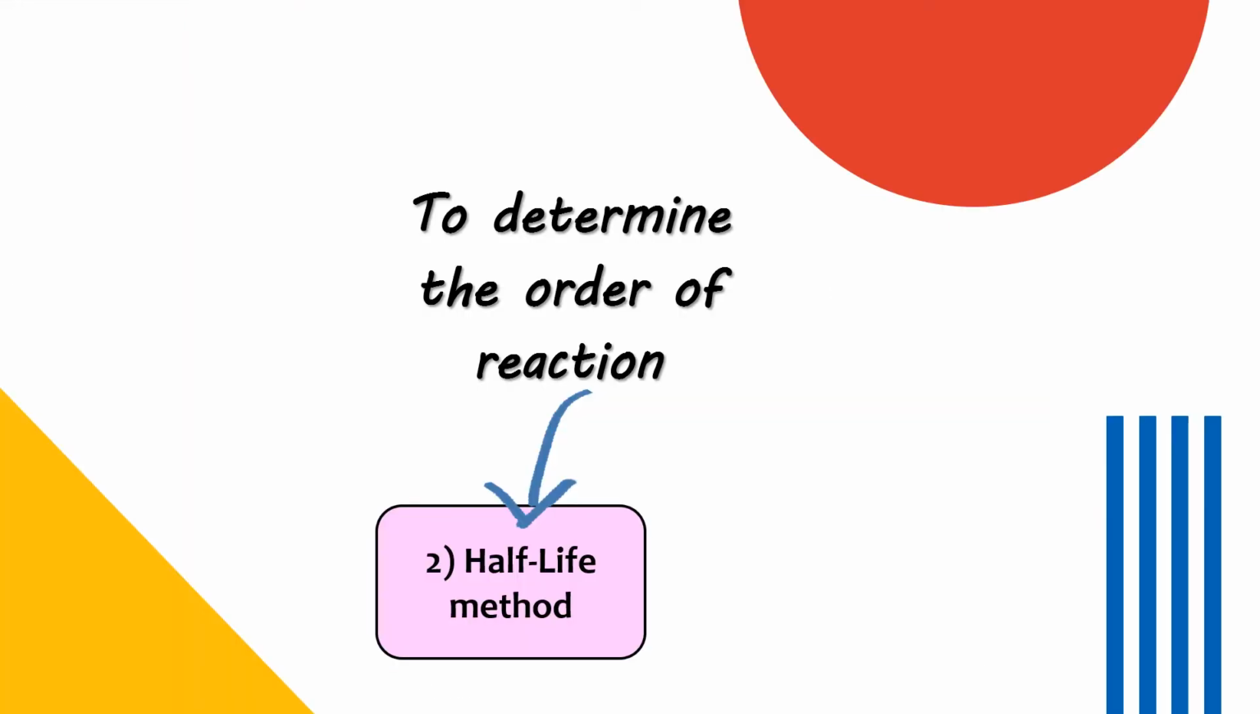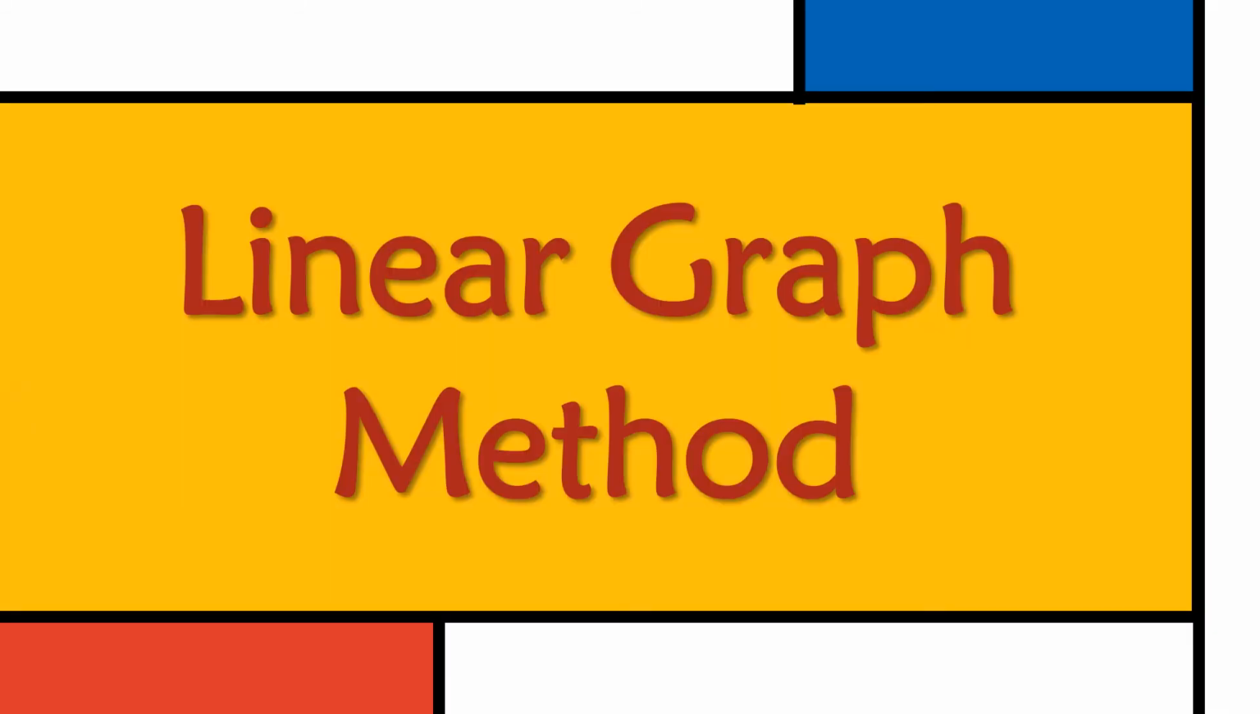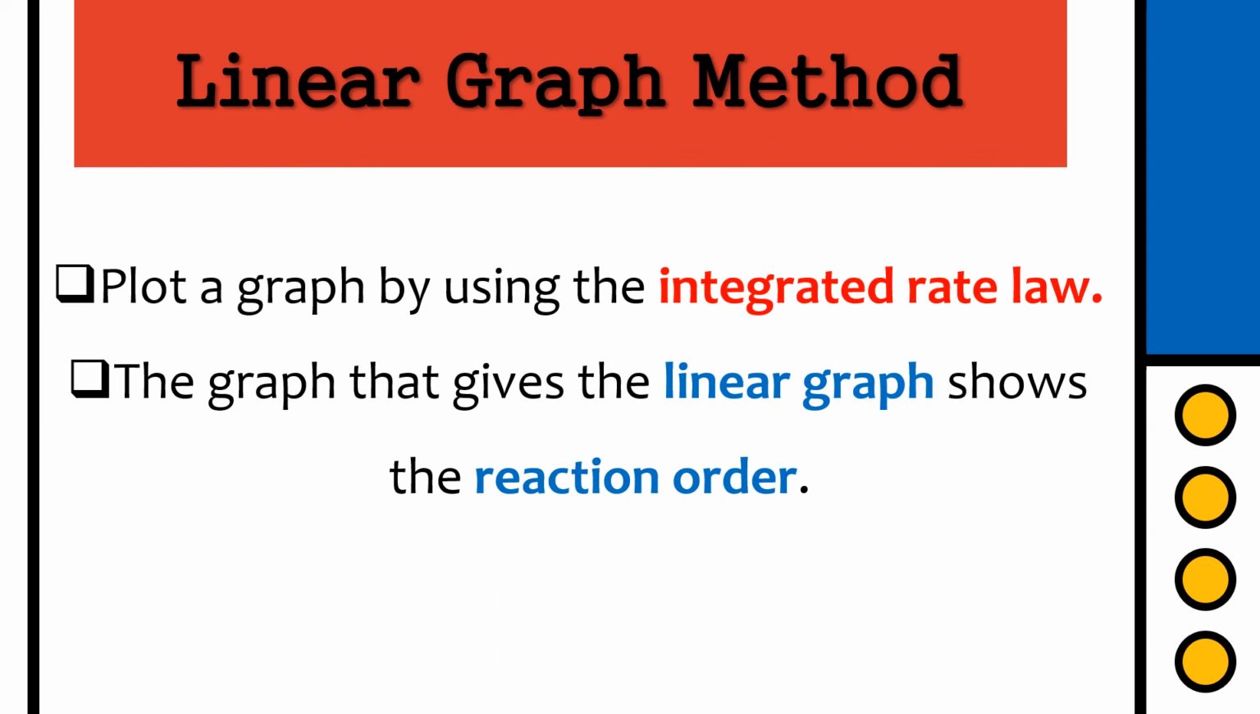Just now we finished discussing how to determine the order of reaction by using the half-life method. Right now, let's look at how to determine the order of reaction by using the linear graph method. How do we use this method to determine our order of reaction? You need to plot a graph by using the integrated rate law, and the graph that gives us the linear graph will show the reaction order.